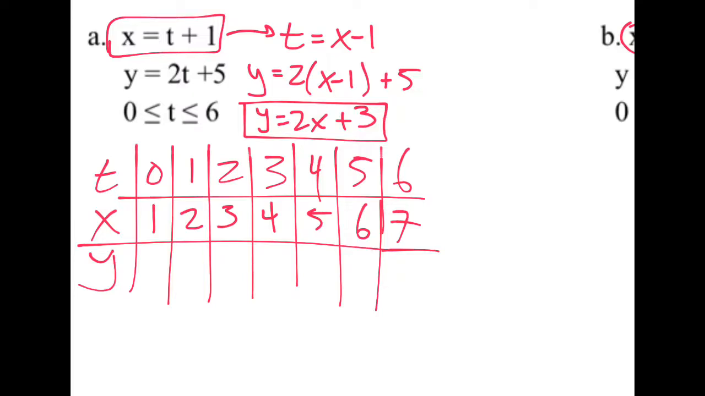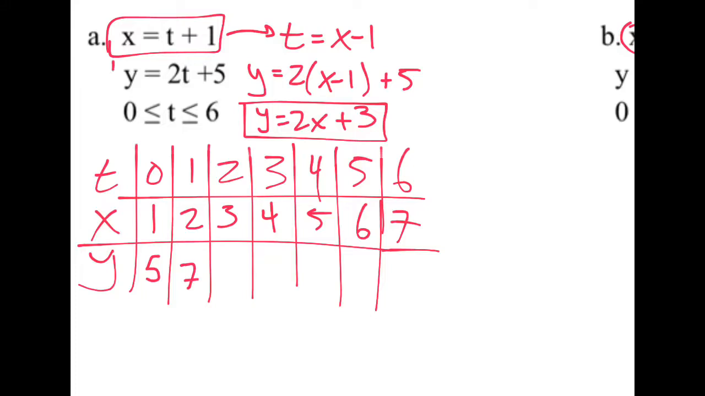That's what x equals t plus 1 means. So now let's look at our y equals, and here we have 2t plus 5. So if t is 0, then 2t is 0, so we get plus 5 for our first y value. If t is 1, we get 2 times 1 is 2, plus 5 is 7.